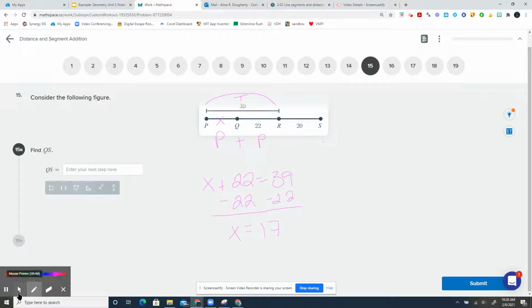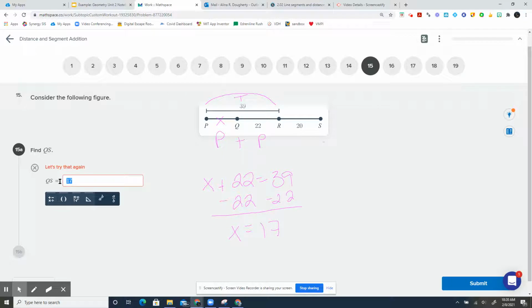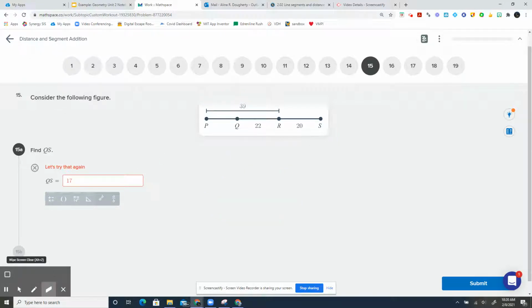So if I come over here and I put in my 17, whatever your answer is, because it's probably different numbers. QS. Oh, see, I didn't read the question right. So let me erase all of that. This is a problem in geometry. You've got to read the question. QS is this distance. So that's just the part plus the part. So that's 42.